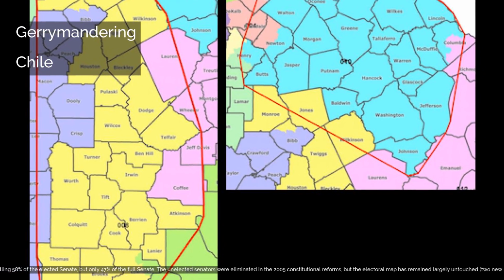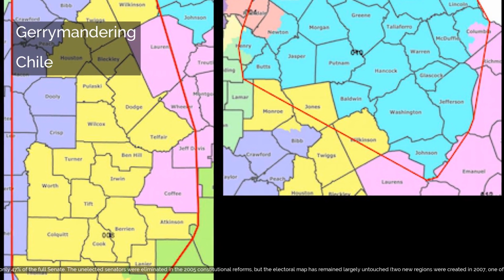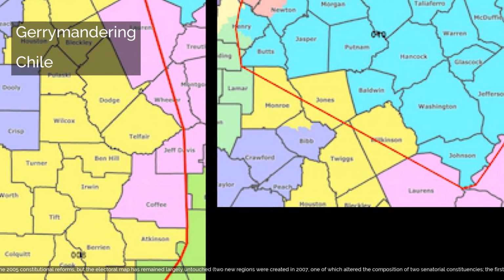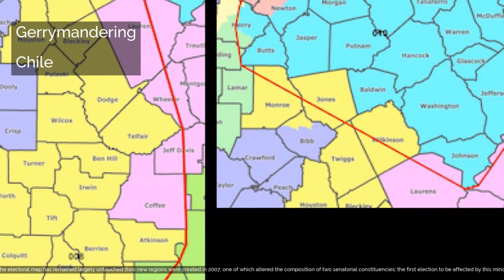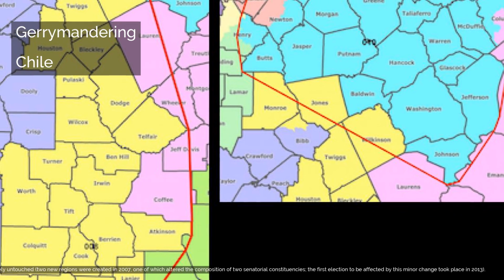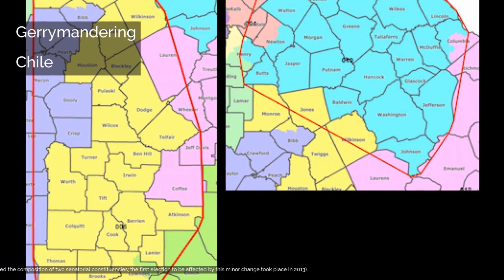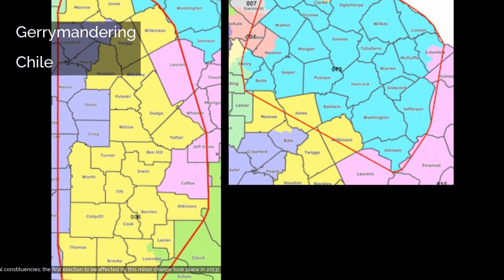The unelected senators were eliminated in the 2005 constitutional reforms, but the electoral map has remained largely untouched. 2 new regions were created in 2007, one of which altered the composition of 2 senatorial constituencies. The first election to be affected by this minor change took place in 2013.